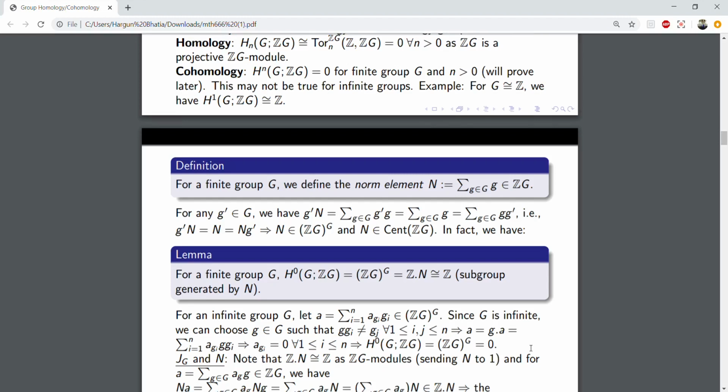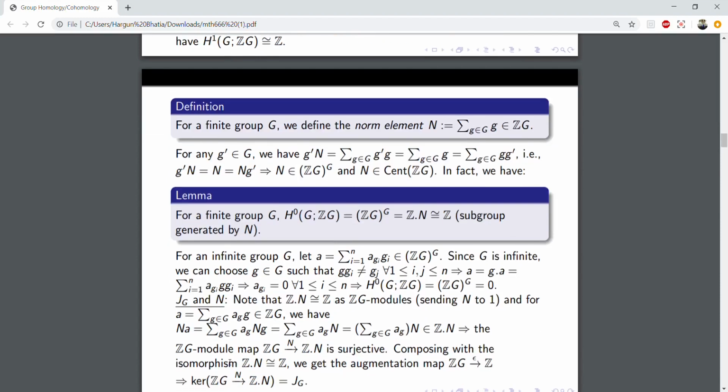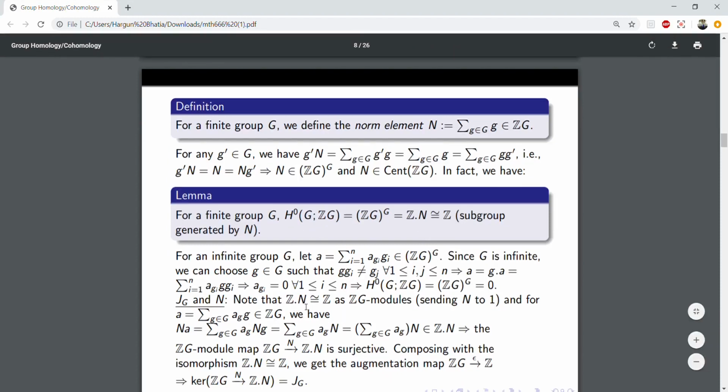Now let's see some relationship between this augmentation ideal and this norm element, obviously for finite groups, which will be helpful later. So we observe that this zeroth homology, this is Z, the subgroup generated by N. This is obviously isomorphic to Z as abelian groups, but also it is isomorphic to Z as ZG-modules, by the map which sends N to 1.